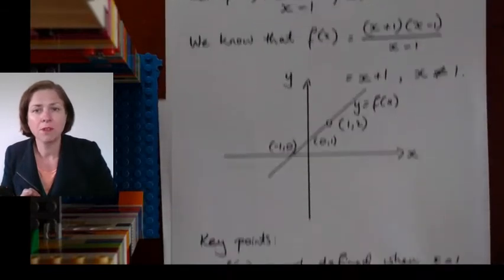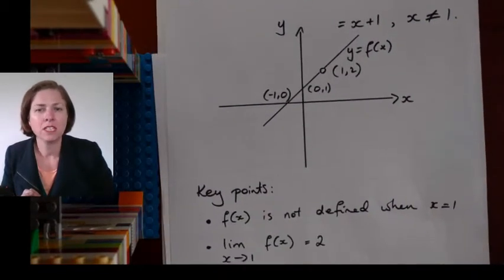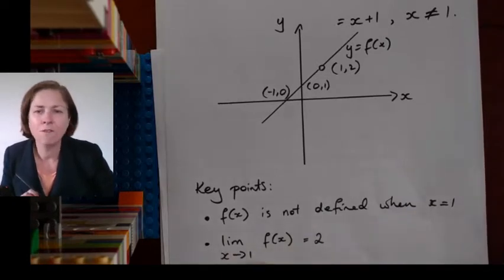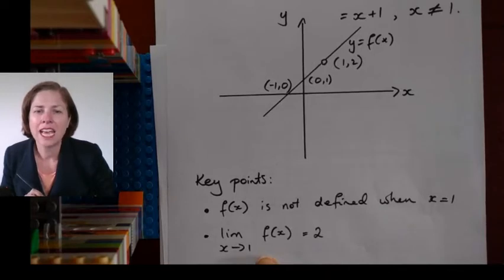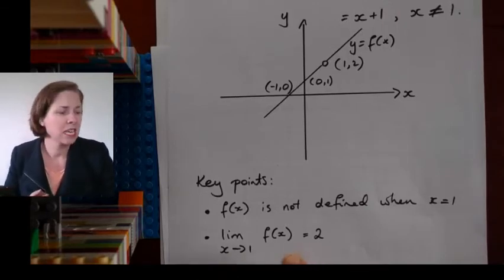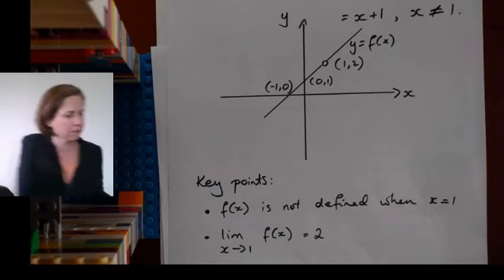So, a couple of key points here. Firstly, f of x is not defined when x equals 1. However, I can find the limit as x approaches 1 of f of x, and it's 2. And I'm going to show you how that works, and I'm going to emphasize a couple of key things about limits when we do that.